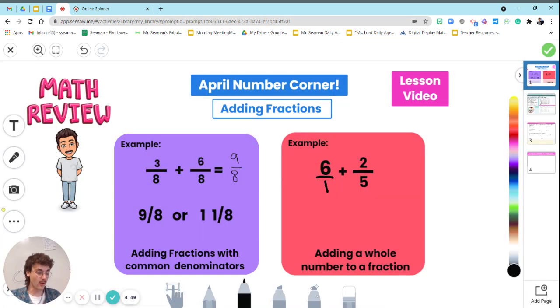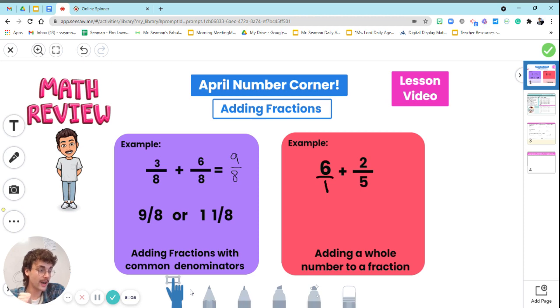So if we keep going here, we have 6 over 1 plus 2/5. Remember, with adding fractions, our first step is to find common denominators. That is required. So let's think about 1 and 5. What's a common denominator between 1 and 5? Well, I know that 1 can be multiplied into pretty much any number.